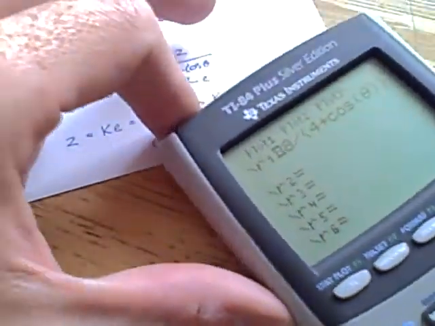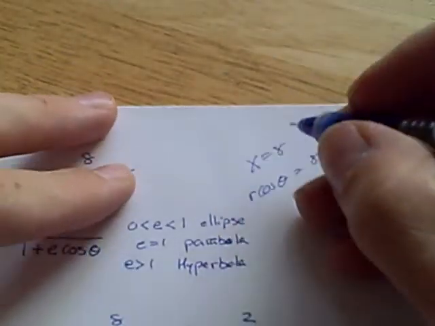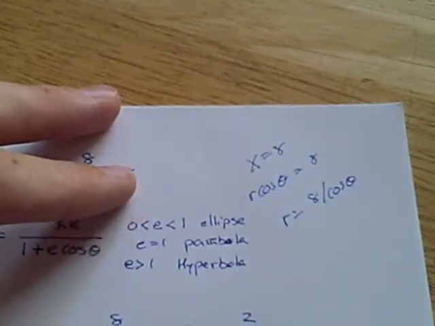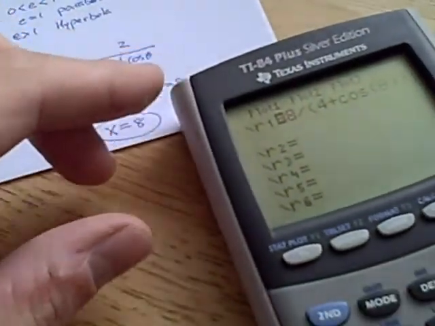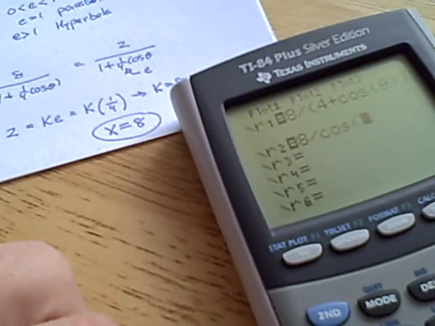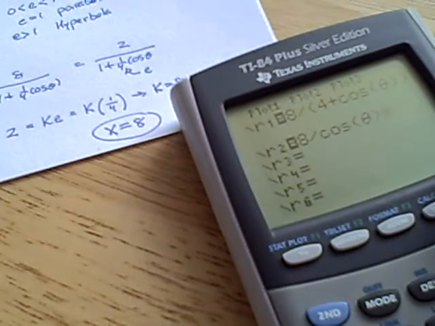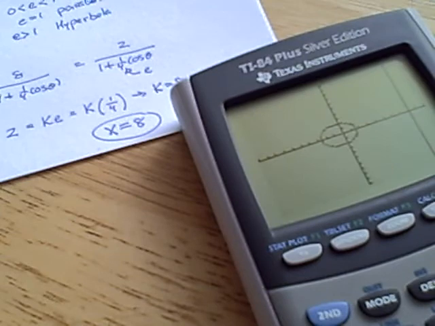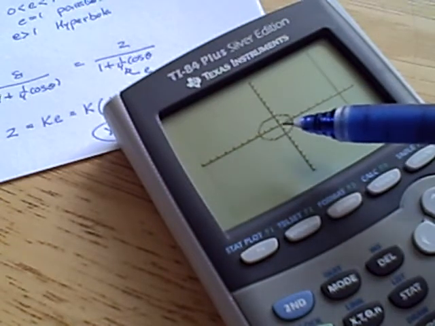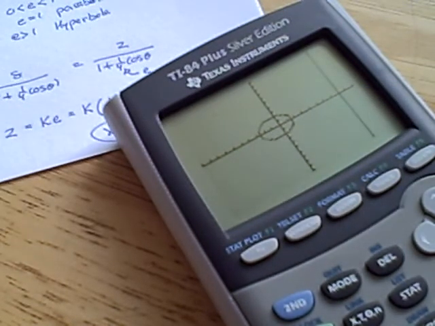Oh, you can't really see that, can you? Or r equals 8 divided by cosine theta. So we could put that in here too, if you wanted to. So 8 divided by cosine theta. And then we get our directrix. Right. So there's the directrix. There's the ellipse, which we can tell from the eccentricity between 0 and 1.